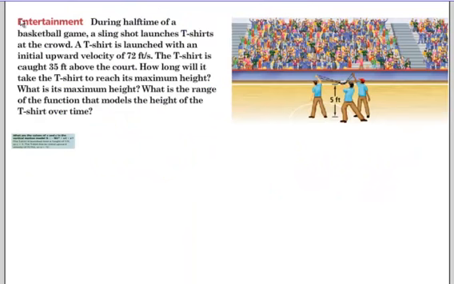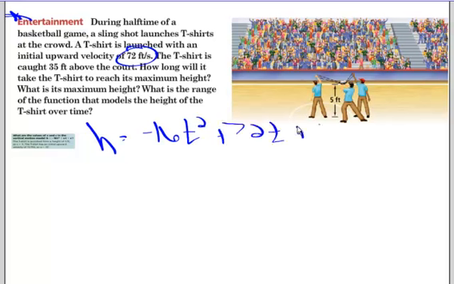Alright, I'll give you another one here in the notes. Same type of problem, let's go ahead and set it up. So the height is equal to negative 16 t squared plus 72 t, in this case 72 feet per second, plus the 5 feet.